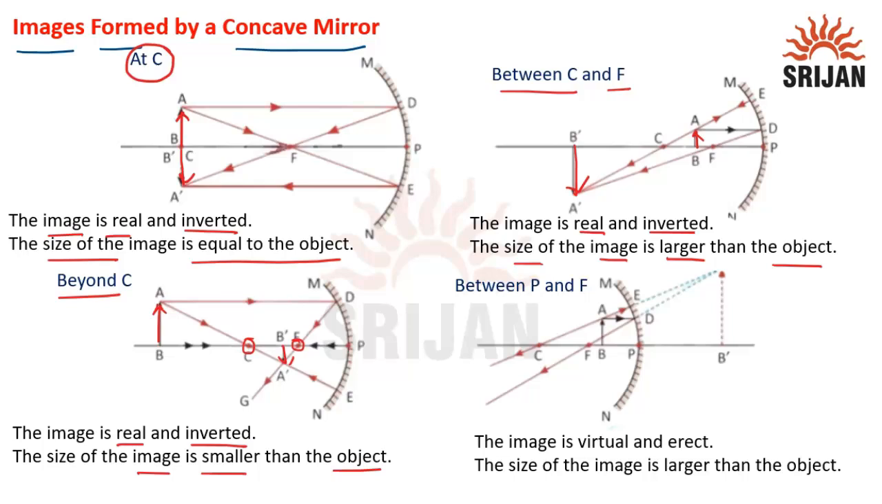Now if the object is placed between pole and focus, so this is the object placed between pole and focus, you can see that on the opposite side of the mirror, the image is formed and the image is virtual and erect. The size of the image is larger than the object.